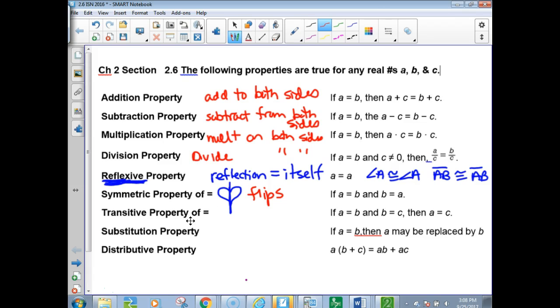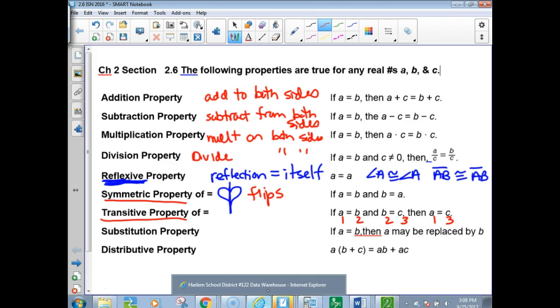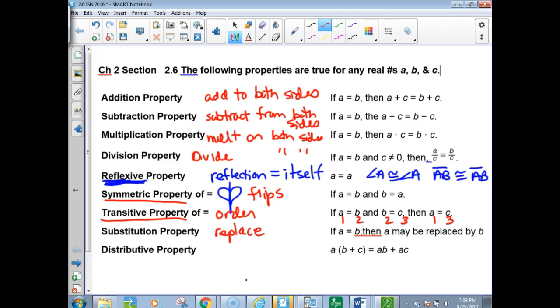The transitive property is the one that does the 1, 2, 2, 3, 1, 3. And transitive has to do with the order. 1, 2, 2, 3, 1, 3. The substitution property is when you replace stuff with something else that's equal to.